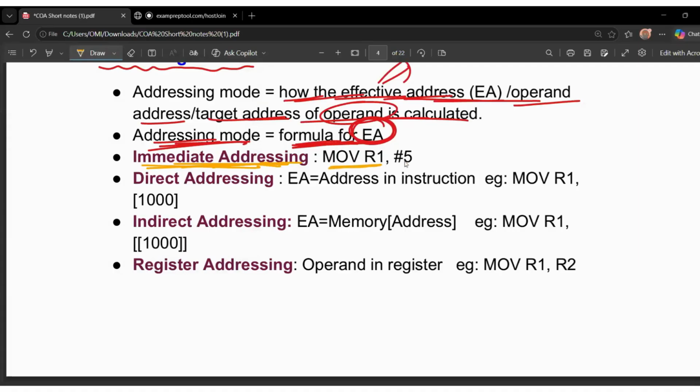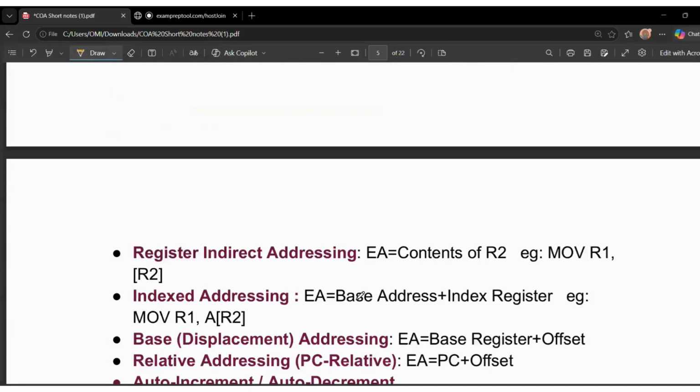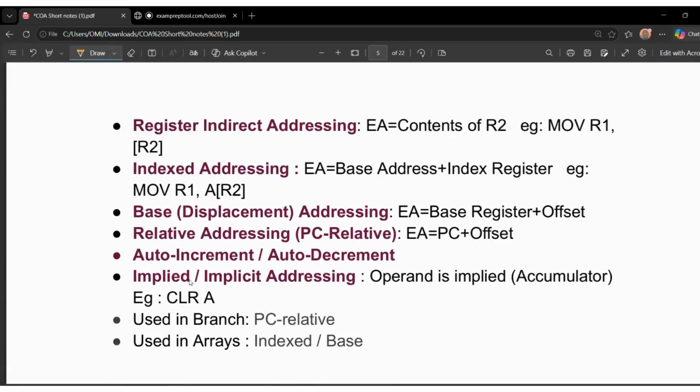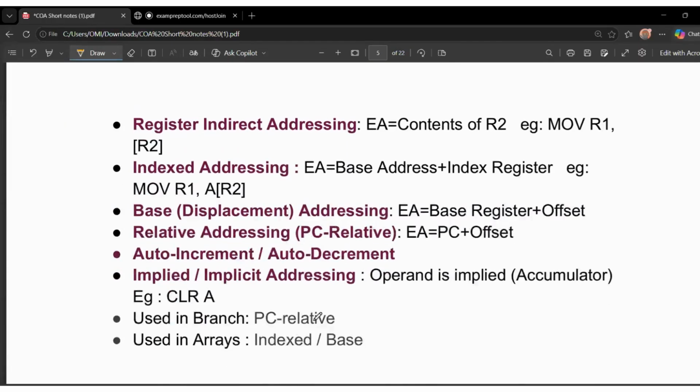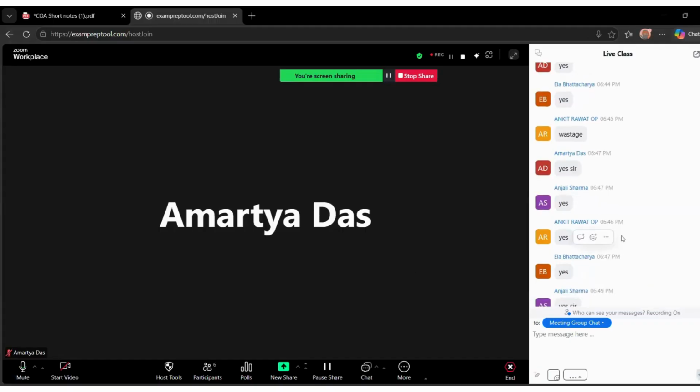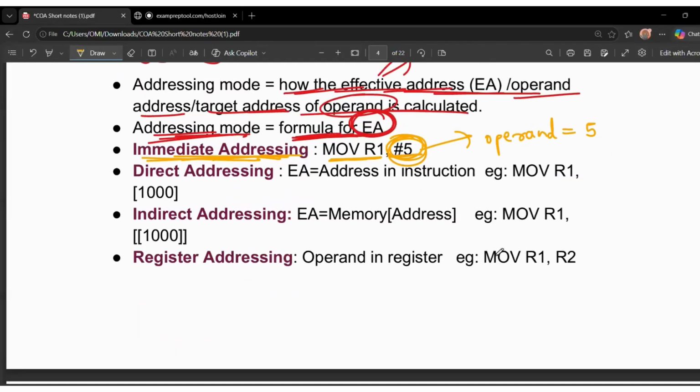Which means, see here, move R1 comma hash 5. So hash 5 means this is the operand, operand equal to 5. Before that we have first seen implicit addressing. I have written it here at the end, so we'll discuss it. Right now, the next addressing mode is direct addressing mode.